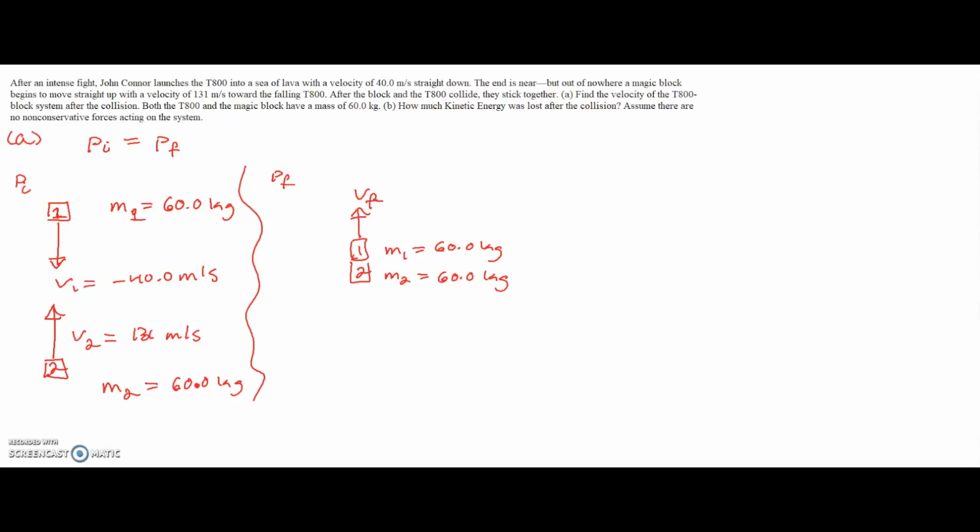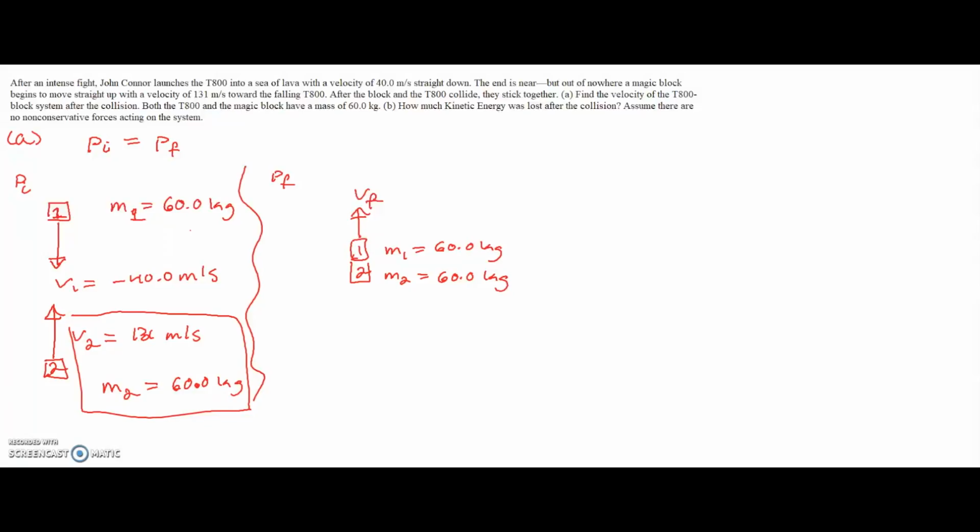And the reason we know that is because, as you can see here, object 2 has a much larger momentum in magnitude compared to object 1. And so because originally the second object, or the magic block, has a large momentum and is moving in the positive up direction, after the collision the momentum of the first object is going to change direction. So both of them are going to go same velocity in the same direction, into the upward direction.